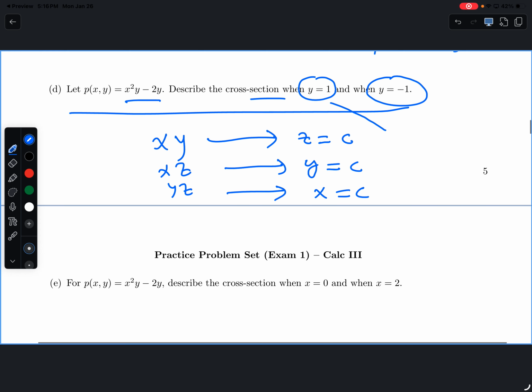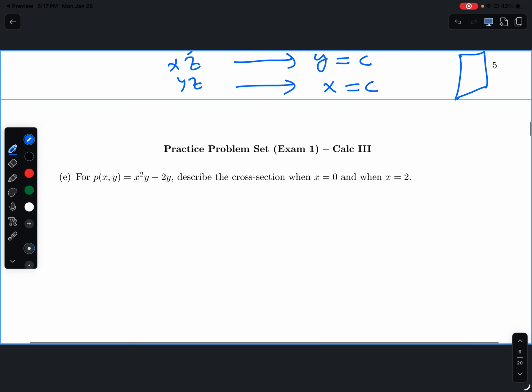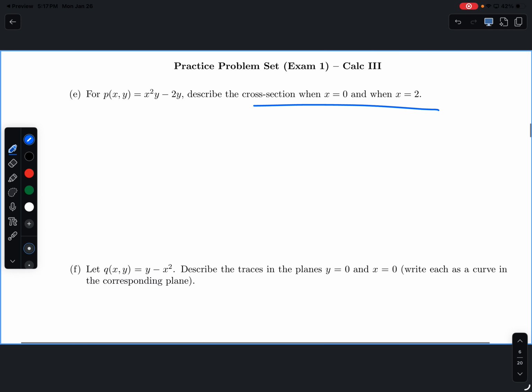Okay, and what is y is equal to 1? In our context, this is a plane. We know that z is equal to c is a plane that looks like this. Obviously, y is equal to 1 or negative 1 is a vertical plane that looks like this. This is similar.